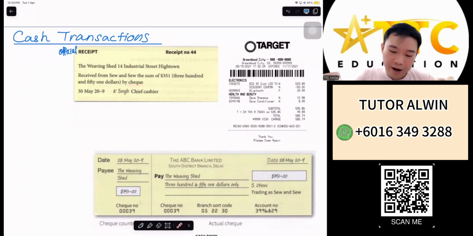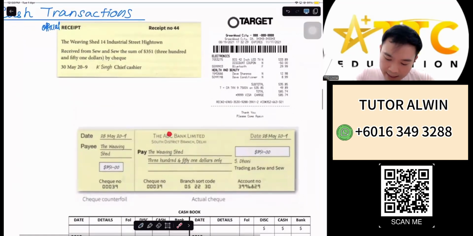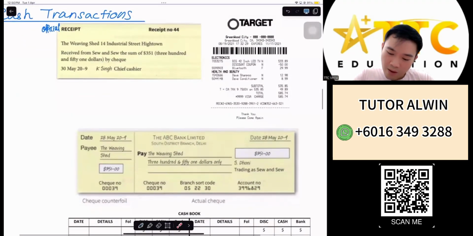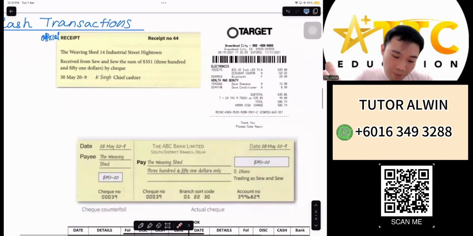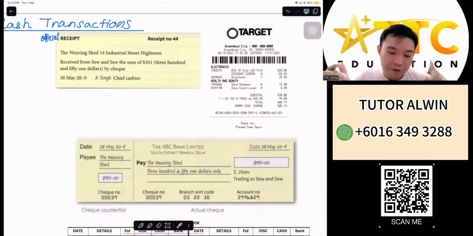Right. So a check will be as this. This is the check. Here's one of the checks. Okay, so Weaving Shed pays money. No, Weaving Shed receives money from Sue and Sue. So if you are Weaving Shed, this receipt will be a copy, and Sue and Sue will be your customer.